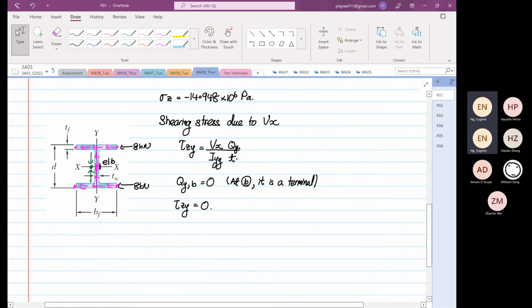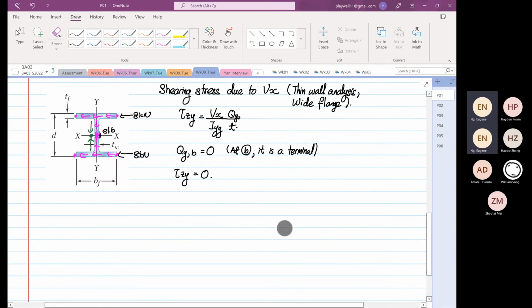Okay, now when doing this, I think I have to put in what we did is we did thin wall analysis. Okay, wide flange. So it's not a box beam, okay? We did a wide flange analysis, okay? All right, so the next one, we are going to look into shear stress or shearing stress.